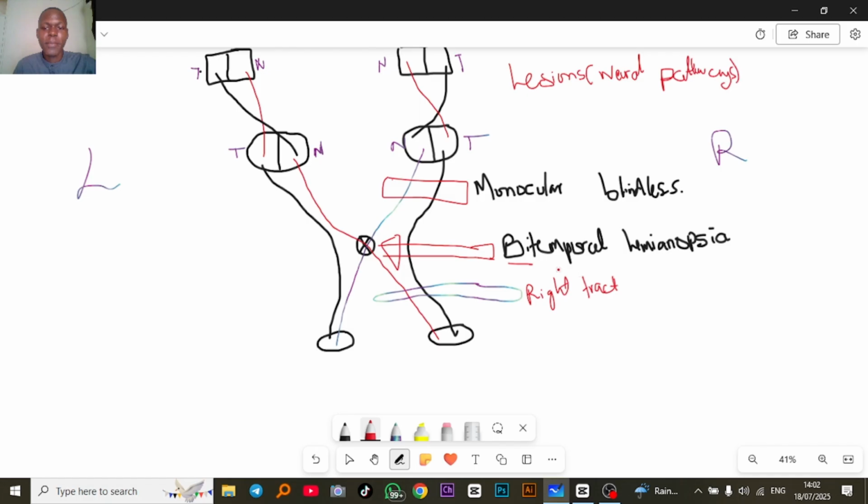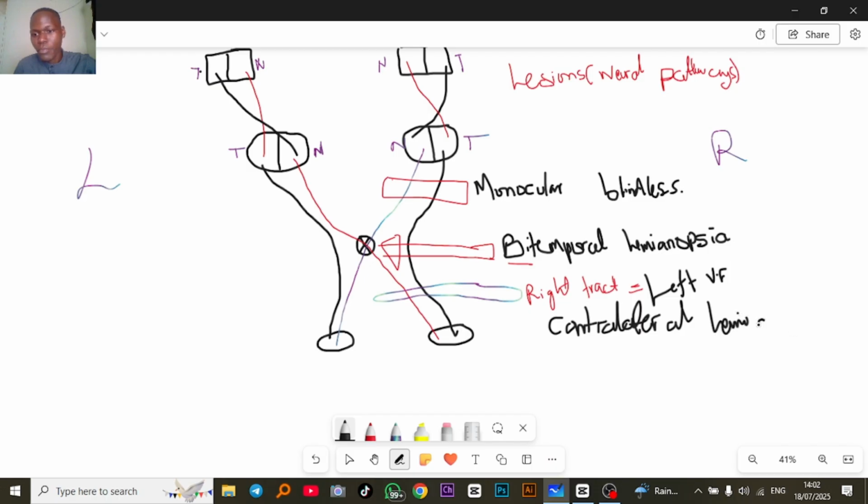Meaning, if my right tract is affected, actually I'll be losing vision in the left visual field of each eye. Left visual field of each eye. So what do we call that? Since it's right for left, we shall call it the contralateral hemianopsia. So these are lesions in the optic tracts.